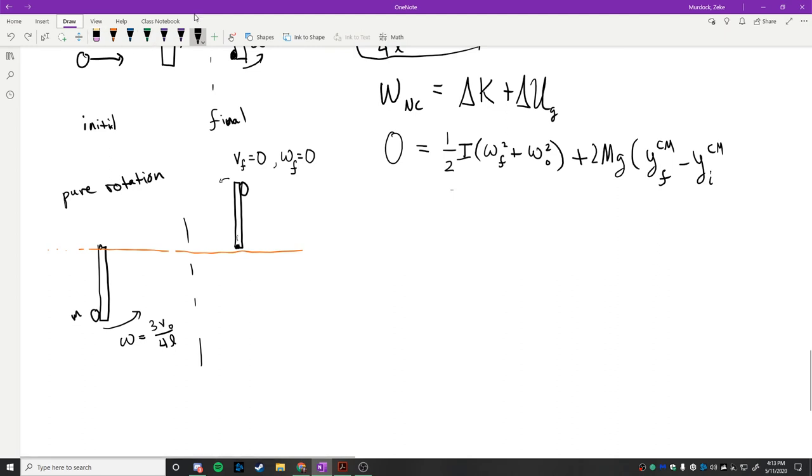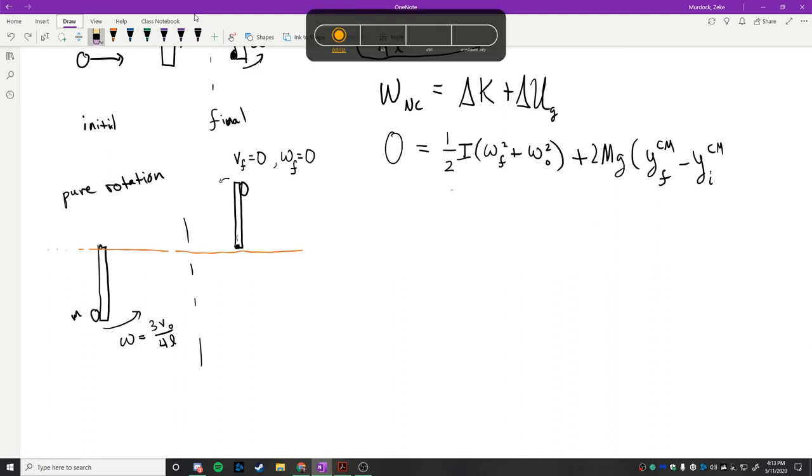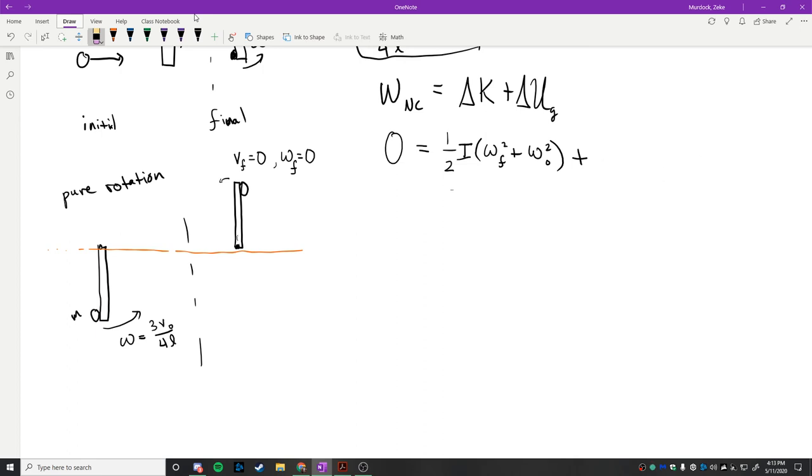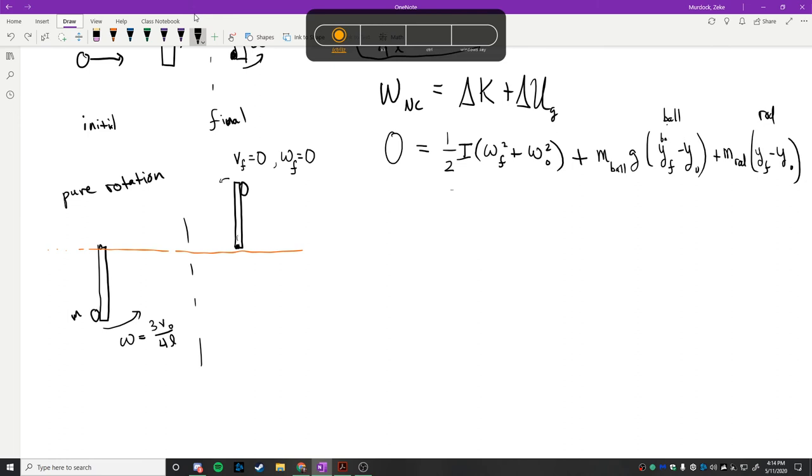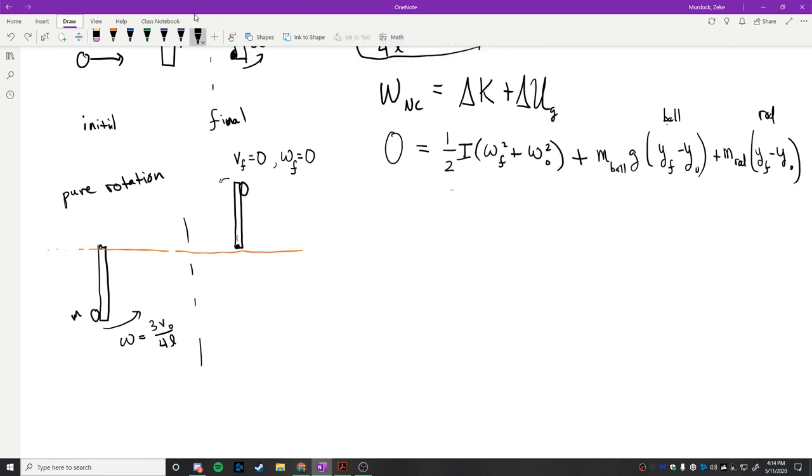It's probably a little easier, though, to just break them up. Probably a little easier to just do this. We'll take the mass of the ball, which I know is just m, multiplied by g, multiplied by its y final minus y initial, plus the mass of the rod, again, I know it's also m, times g times its y final minus its y initial. But they're going to have different values, so we're going to say this is for the ball, and this is for the rod. I could put ball, rod, if you want, but then I think it just gets really messy, right? So we'll just go through it as best we can.